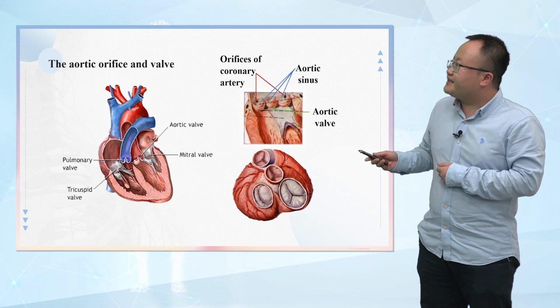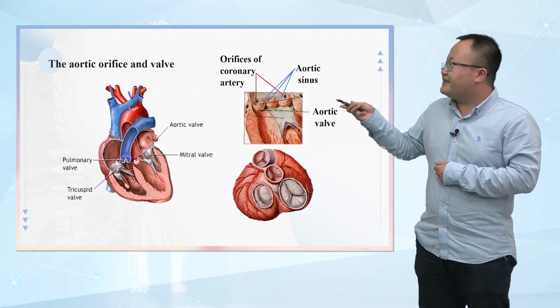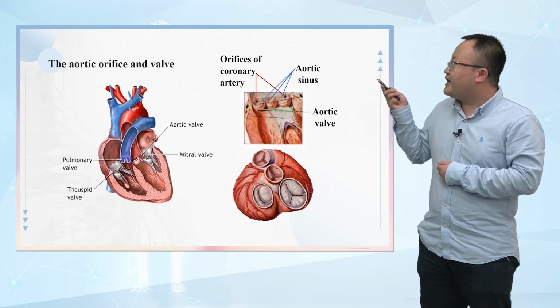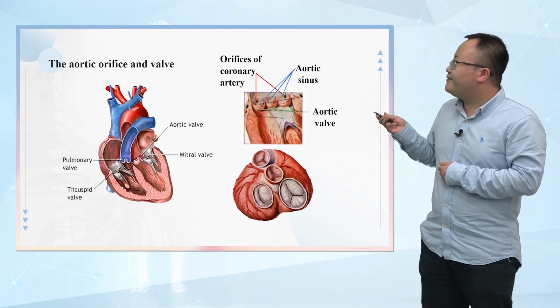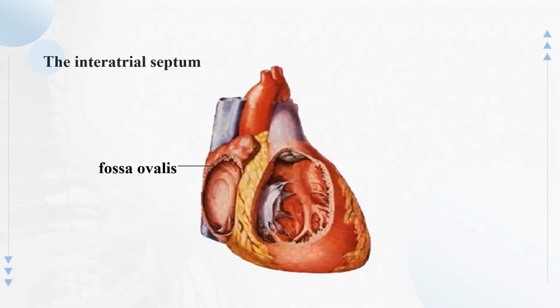The aortic orifice and valve are mainly demonstrated in the picture. They are the aortic sinus, the aortic valve, and the orifices of the coronary arteries. The interatrial septum is a septum between the left and the right atrium.